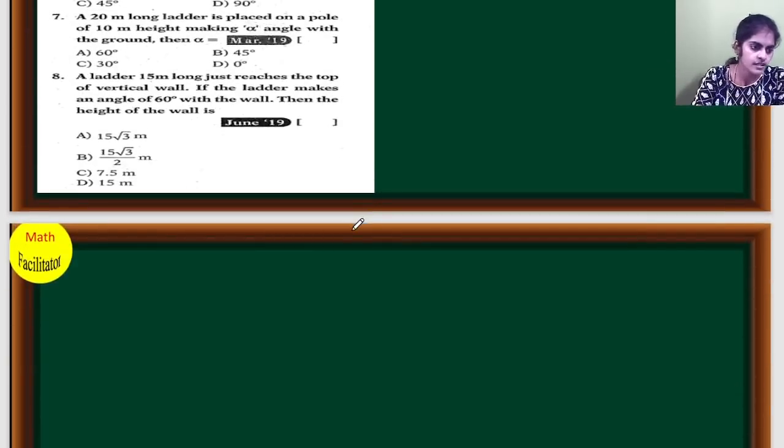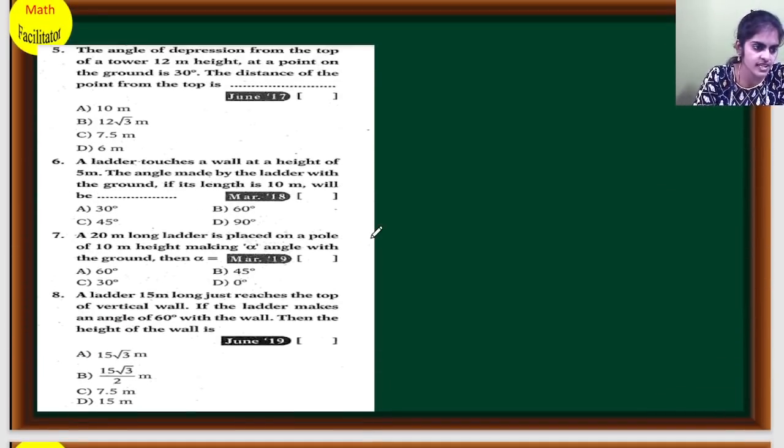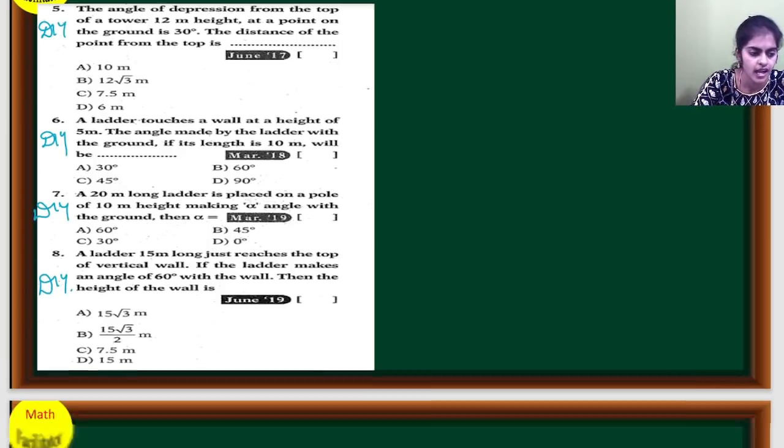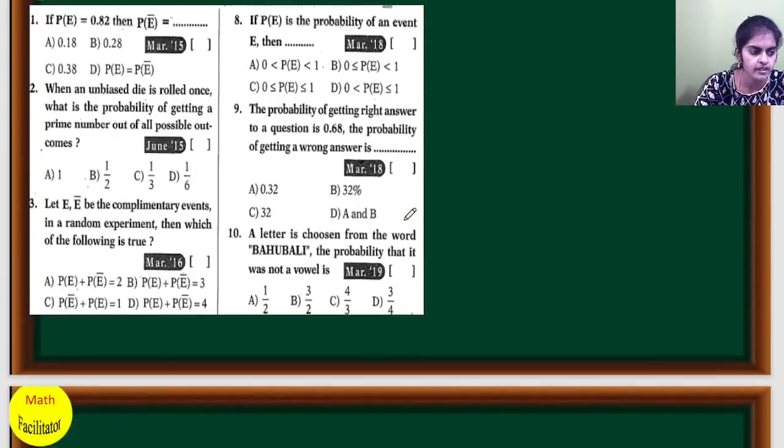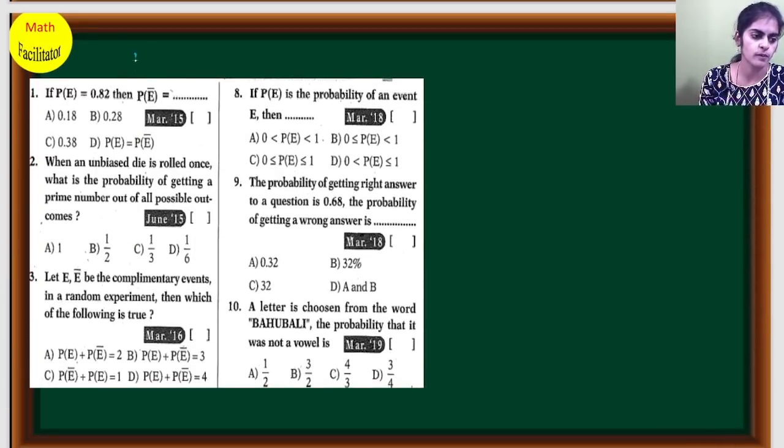Okay, so now these questions I gave you already in the one-shot revision. So from here, values are given to you. These are single triangle questions. So download the PDF and take these questions and do these questions. Okay, so let's proceed to probability now.